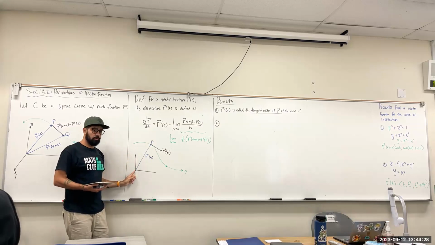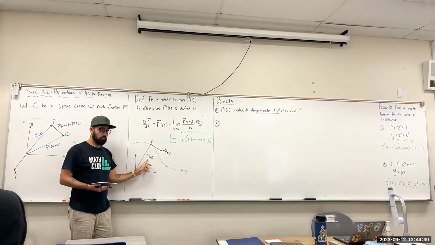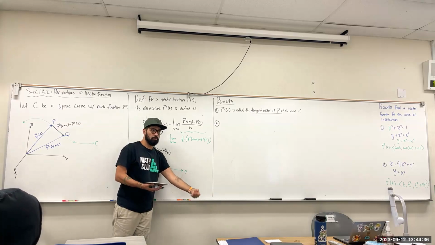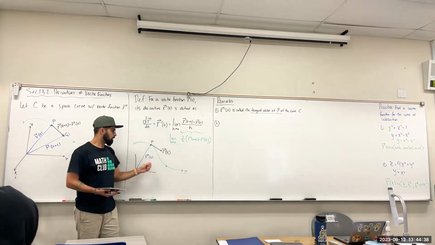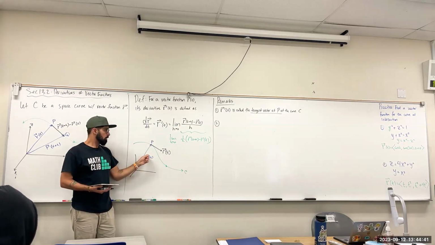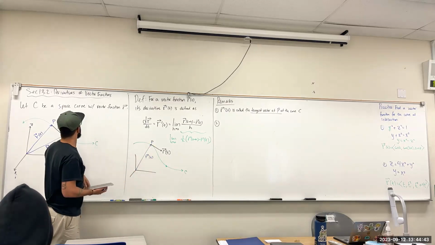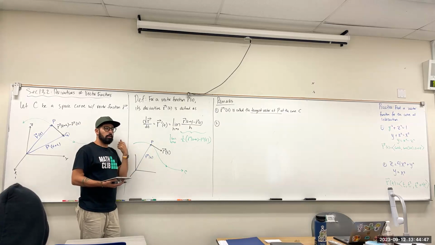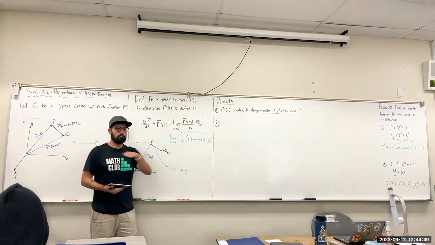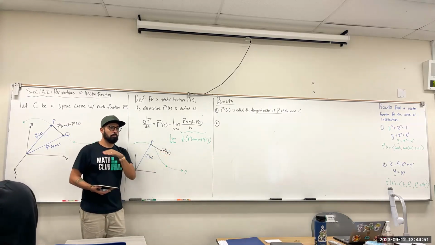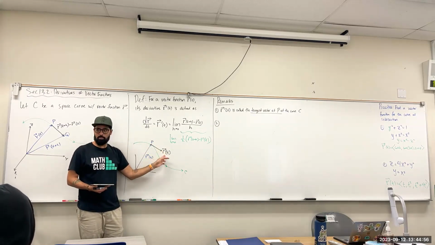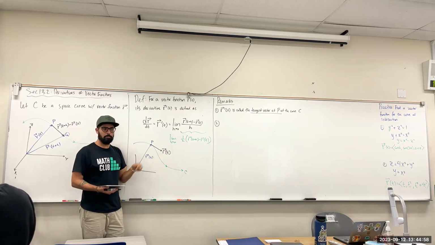Well, I'm going to use R to give me the point. Kind of like Calc 1, you use a function to give you the y value. Here we're going to use a vector function, R, to give you the point. How do you find the direction vector of the line? It's parallel to the line. We're going to use the tangent vector.